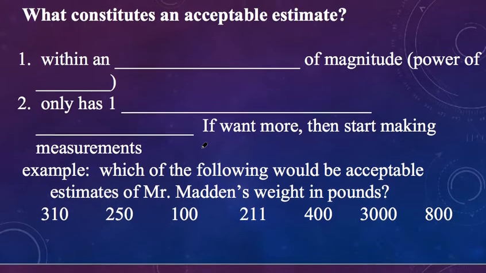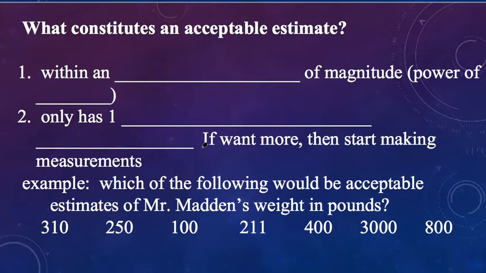So when we're talking about estimations, what are we trying to get? Well, really, all we're trying to do is get within what's referred to as an order of magnitude, which is nothing more than a power of 10. So for 10 to the second, the order of magnitude would be 2. The order of magnitude for 10 to the minus 3 would be minus 3. And when we write an estimate, it can only have one significant figure. If we want more, we're going to have to start taking measurements.